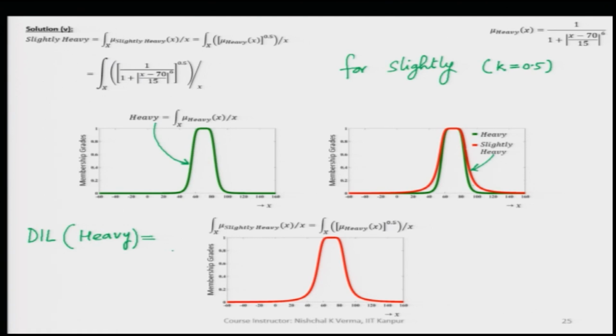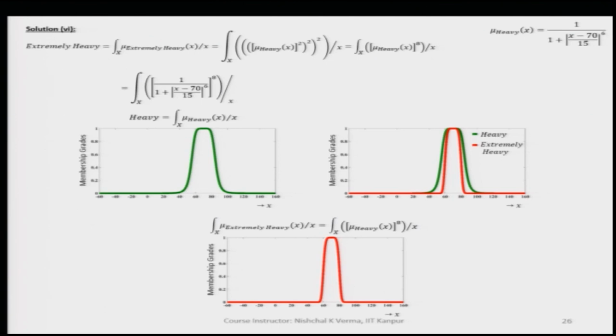So, this is going to give us a fuzzy set like this. Dilation is going to give us the slightly heavy. So, dilation of heavy is going to give us the slightly heavy.